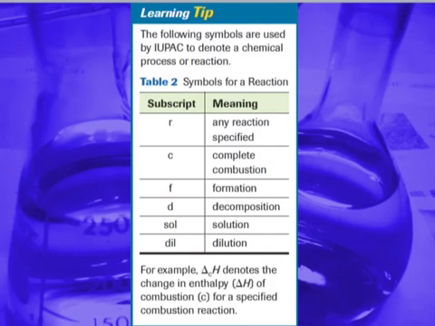This table shows some of the symbols used when we talk about enthalpies of reaction. If it's a subscript R, it means any reaction. If it's a C, it's a complete combustion. F stands for formation. D is decomposition. SOL means the heat of solution, the enthalpy change when something is dissolved in water. And DIL is dilution, because when an acid is diluted, it often involves an exothermic reaction.